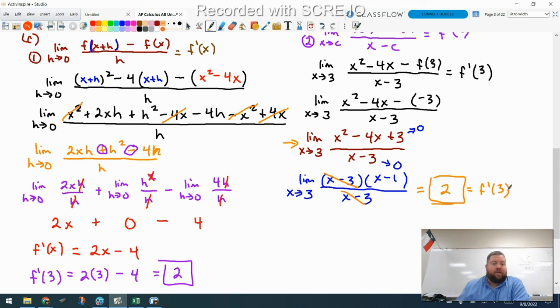So anytime you're finding the derivative of a number, derivative at a point is what we say for that, you want to use the alternative form. If you're finding the derivative function, which is this right here, then the formal definition of derivative is most helpful there.